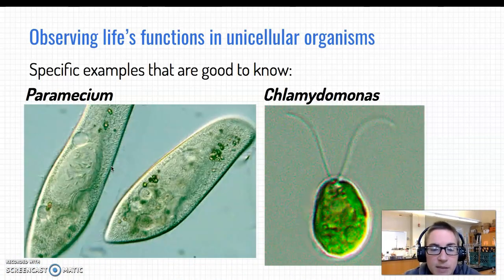So the IB syllabus wants you to be able to describe the 7 functions of life in 2 unicellular organisms. One of those organisms needs to be a paramecium, and the other can be any photosynthetic unicellular organism. So we picked Chlamydomonas. In past years, I've taught about chlorella. That's why there was a mistake on the slide originally. But they're both photosynthetic unicellular algae, so the way that they go about making their living is very similar.